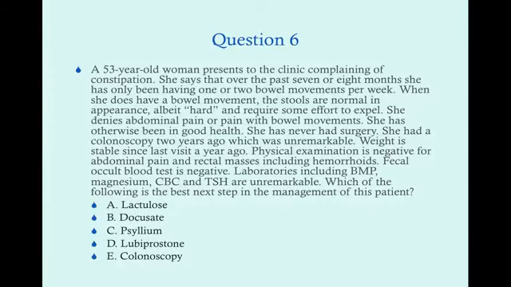Weight is stable since her last visit a year ago. Physical examination is negative for abdominal pain and rectal masses, including hemorrhoids. Fecal occult blood test is negative. Laboratories, including BMP, magnesium, CBC, and TSH, are unremarkable. Which of the following is the best next step in the management of this patient? A. Lactulose, B. Docusate, C. Psyllium, D. Lubiprostone, or E. Colonoscopy.